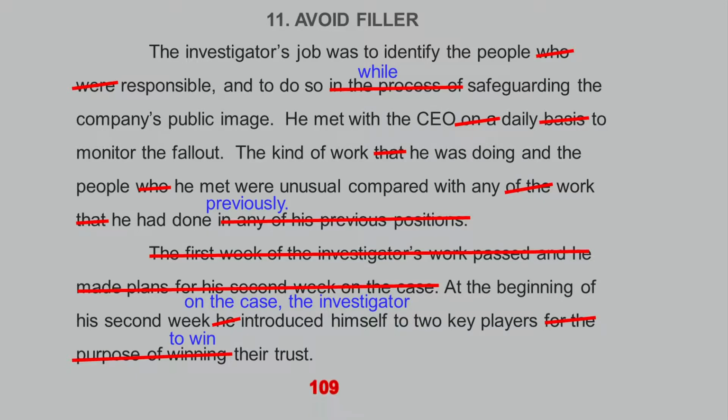We started with 109 words and removed 35 for a new total of 74. That's a reduction of about 1/3 of the original. Now we're ready to leave filler and move on to the other cause of too many words: redundancy.